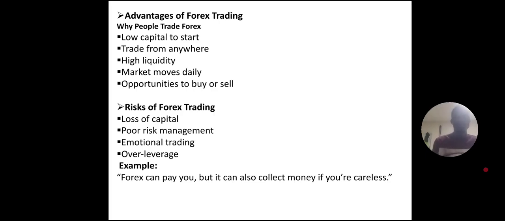Now, high liquidity, that is the money we're talking about. The market moves daily, giving opportunities to buy or sell. So these are the advantages of trading the financial market, the forex market.